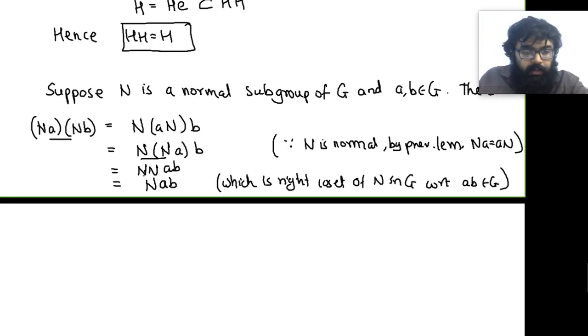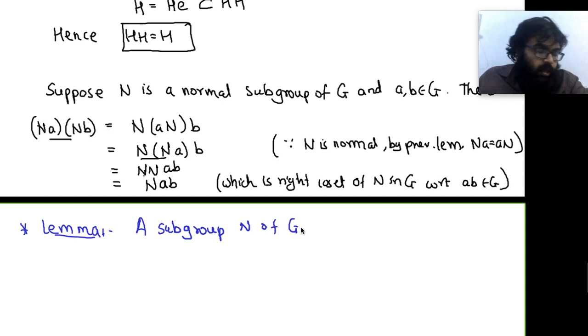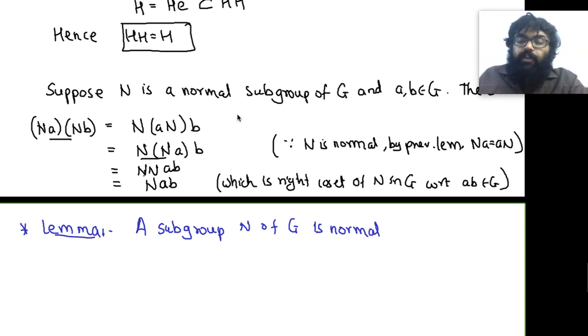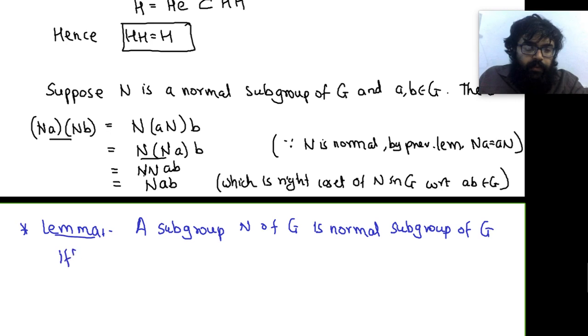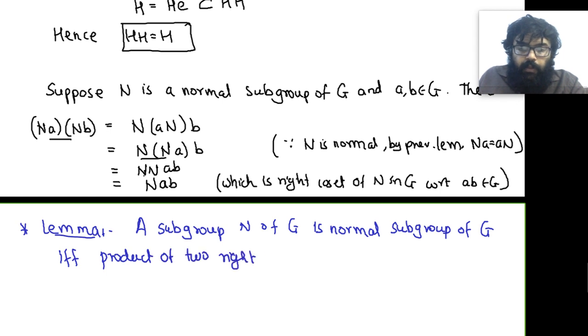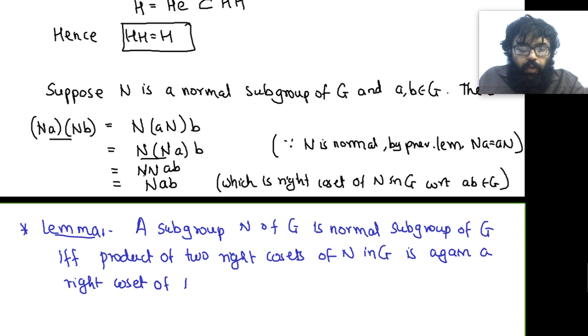So again it's a lemma. It says that a subgroup N of G is normal in G. In fact, here we have assumed normal, but what is true is both directions, if and only if. So N is a normal subgroup of G if and only if the product of two right cosets of N in G is again a right coset of N in G.